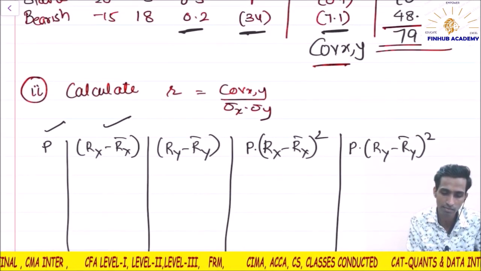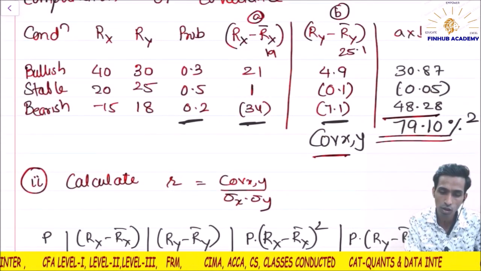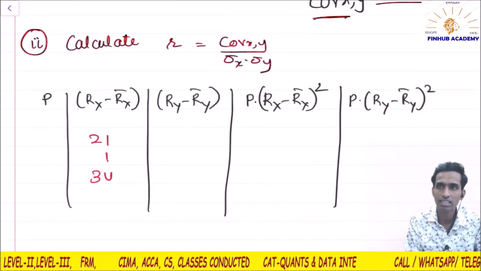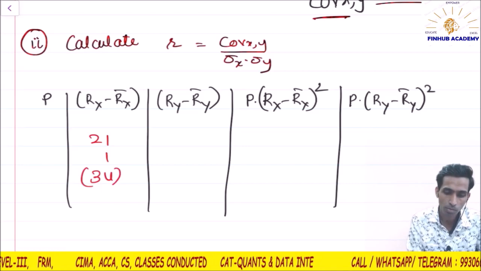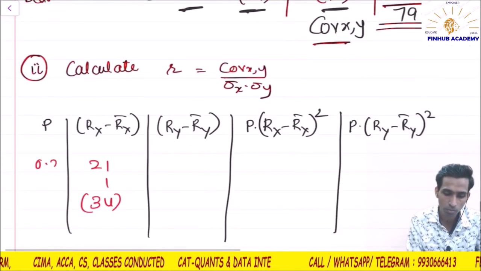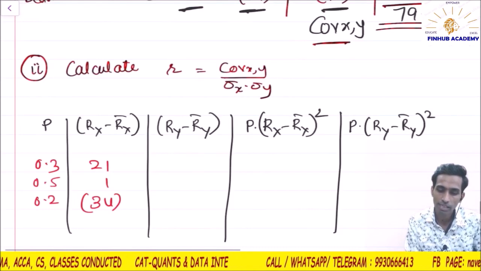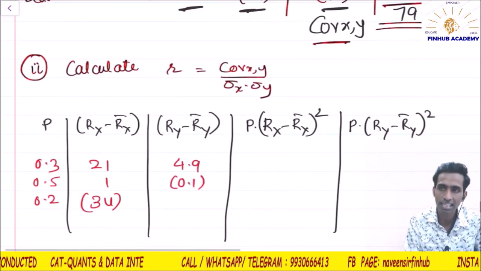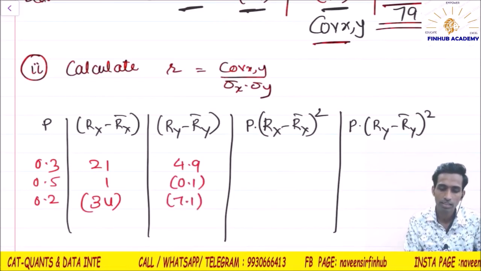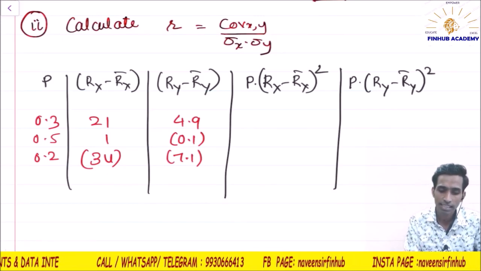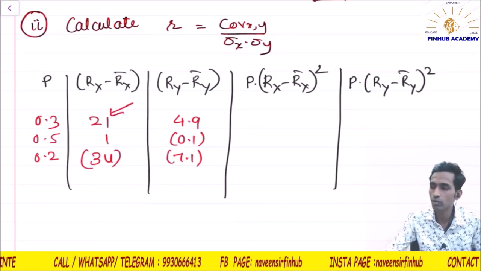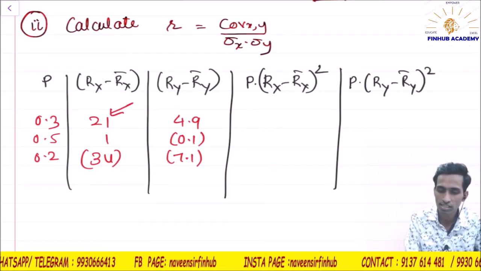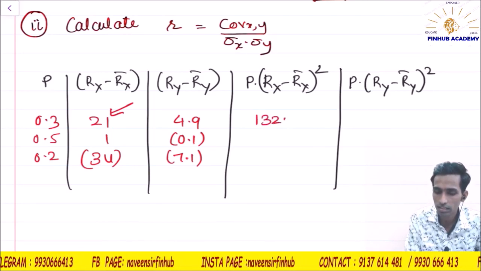Copy this thing first. This Rx, column A: 21, 1, minus 34. Probability was 0.3, 0.5, 0.2. Correct? Ry minus Ry bar, column B: 4.9, minus 0.1, and minus 7.1. Understood? Now listen, next column. Take this 21, it will get squared, multiplied by probability 0.3. The answer is 132.3. You understood?